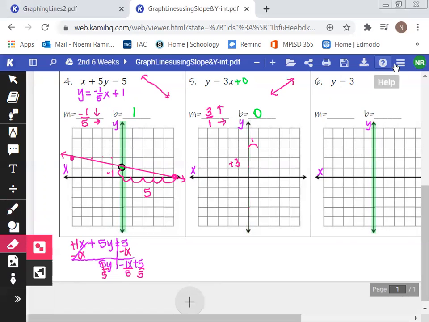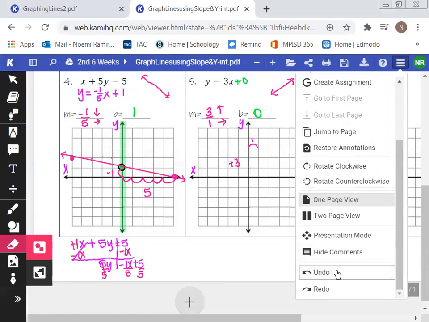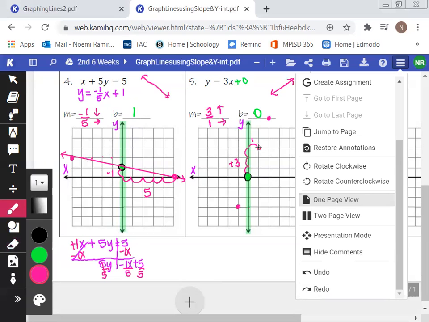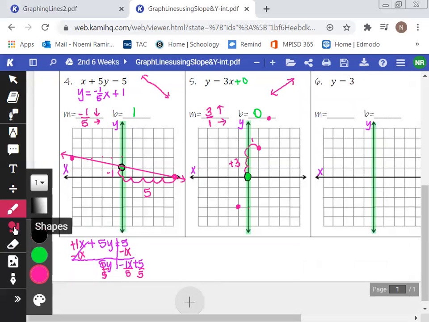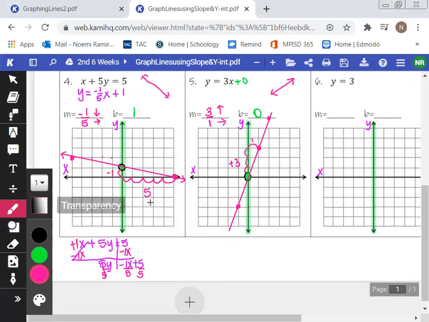What did I just do? Let me see. Where's my undo button? Oh my gosh. Sorry, guys. Oh, goodness. I thought I was grabbing my line. Anyway, here you go. There's my line.